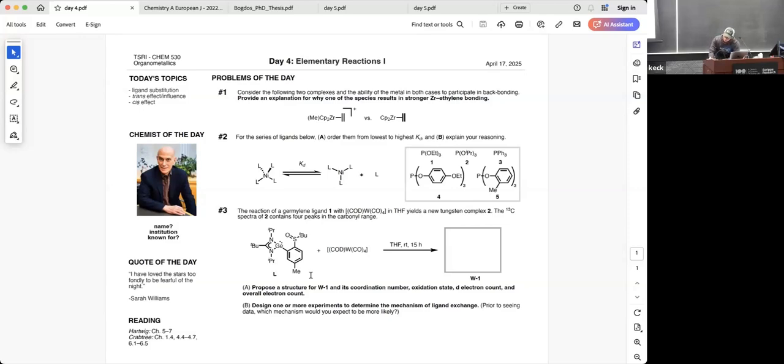All right, Hermione Rand, give me some thoughts on your reasoning here. If you're still thinking it through, then just whatever's on your mind. Thinking because of the lone pair, it should be an L-type ligand. Okay, I want to switch your screen.